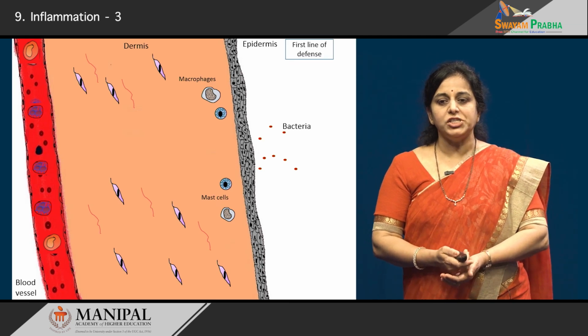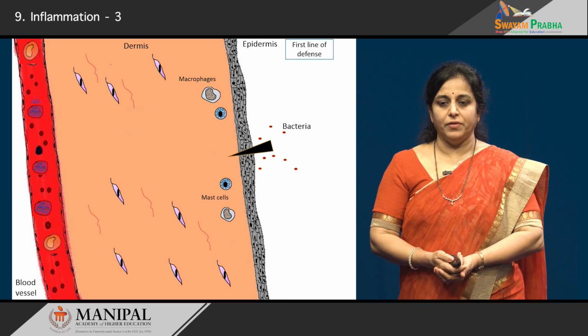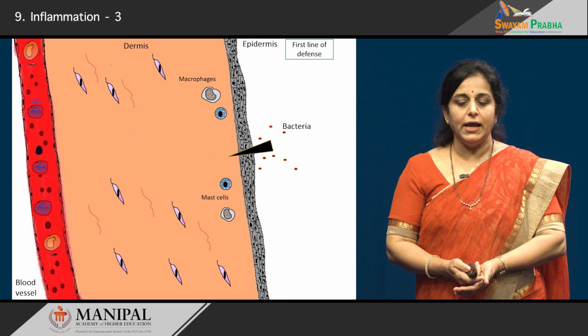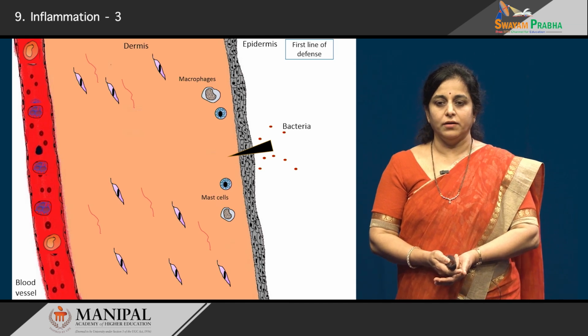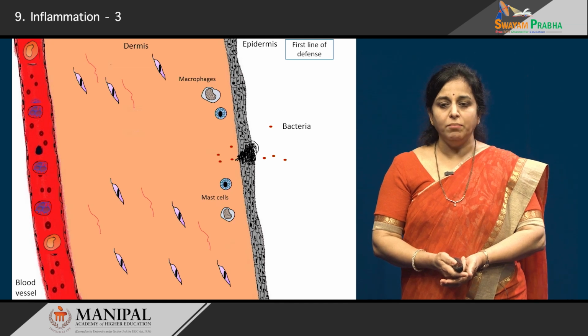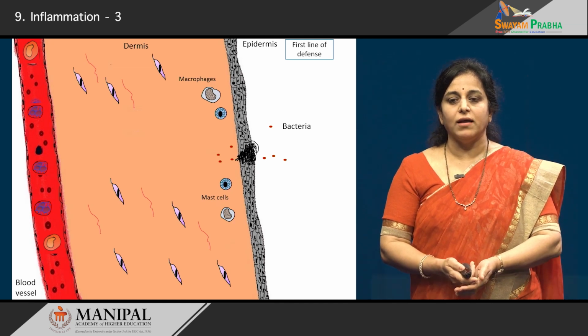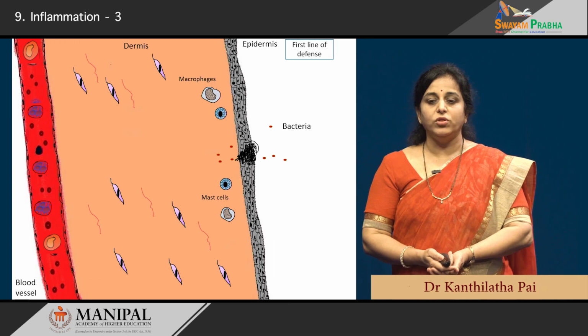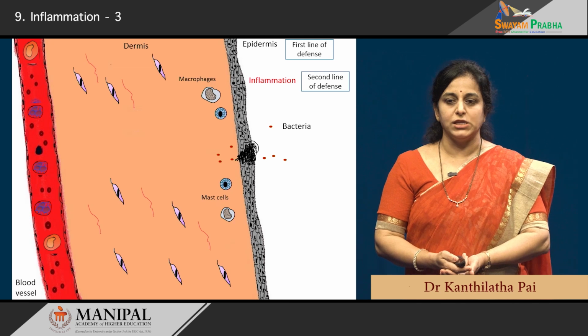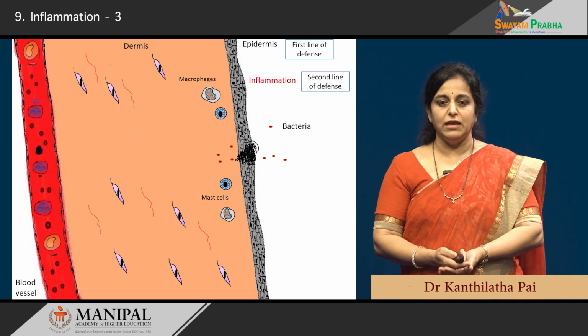Now, say there is a breach in this epithelium. This forms the point of entry for the bacteria to gain entry into our system. At the same time, there is damage to the cells by this foreign body. Now, this is when the inflammation, or the second line of defense mechanism, comes into play. Now, what happens in inflammation?